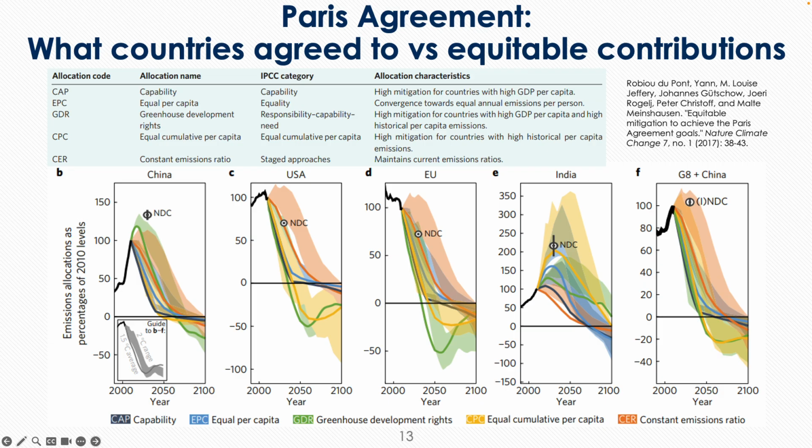Should it be based on capability, that is the resources of the country and how much they could ostensibly mitigate? Should it be equal on a per capita basis? Should it be based on greenhouse development rights? This is like high mitigation for countries that are wealthier and have high per capita emissions. Should it be equal cumulative per capita, based on countries with the highest historical per capita emissions? Or CER, the constant emissions ratio. This is the idea that whatever our current ratio of emission is, everyone should continue on a mitigation path that makes sure everyone's roughly in that same ratio.